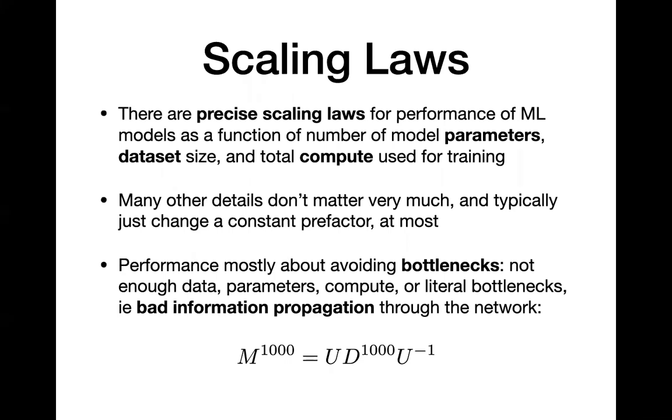But then, of course, there are other kinds of more literal, say, bad information propagation bottlenecks. I think about this via this cartoon equation, which is just that if you act with a matrix 1,000 times on some vector, then basically you're just going to be dominated by the eigenspace of the largest eigenvalues, and so you can lose information. And I'd be interested if people disagree, but I think a lot of the most highly cited papers in all of machine learning are really all solving a bad information propagation problem.